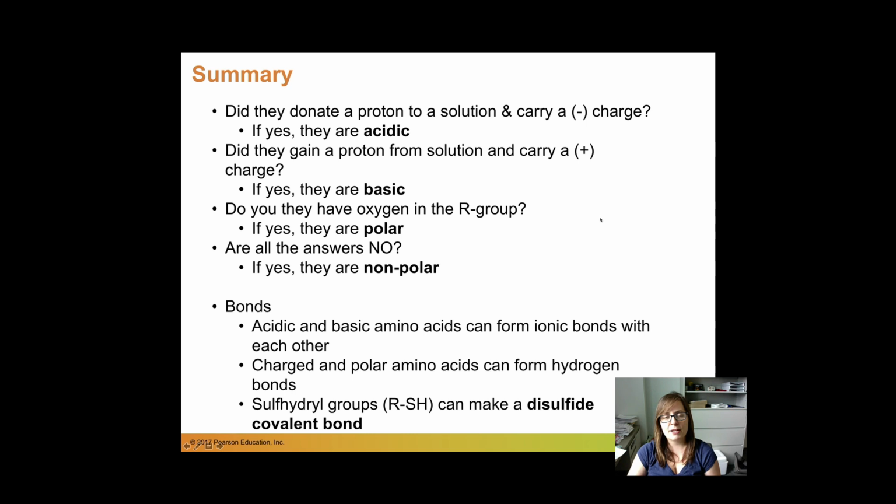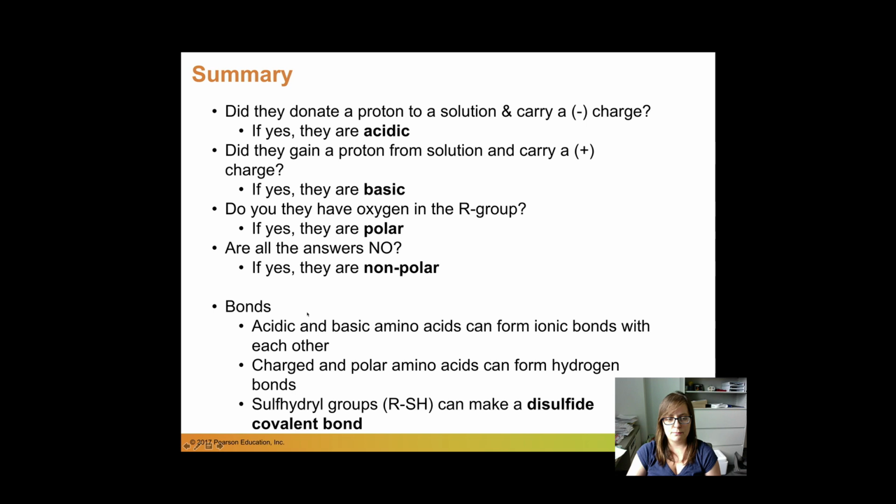In summary, you want to ask yourself these questions. Did the amino acid R group donate a proton to solution and carry a negative charge? If yes, it is acidic. Did it gain a proton and carry a positive charge? If yes, it is basic. Does it have oxygen? If yes, it is polar. Are all the answers no? If yes, it is nonpolar.